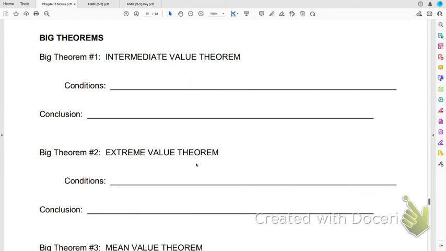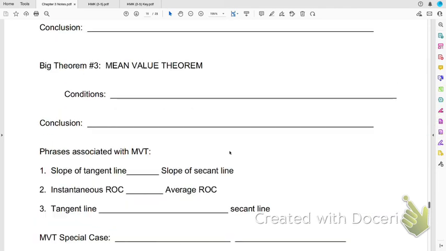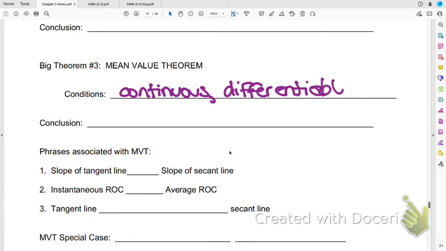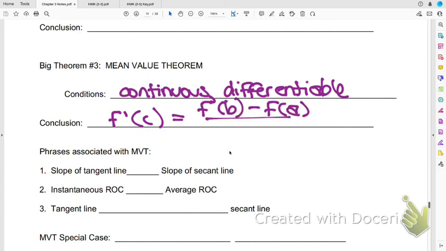And then third is our mean value theorem that we just talked about today. Mean value theorem had two conditions. What were they? Continuous and differentiable. And our conclusion from that is f prime at c equals f of b minus f of a over b minus a.